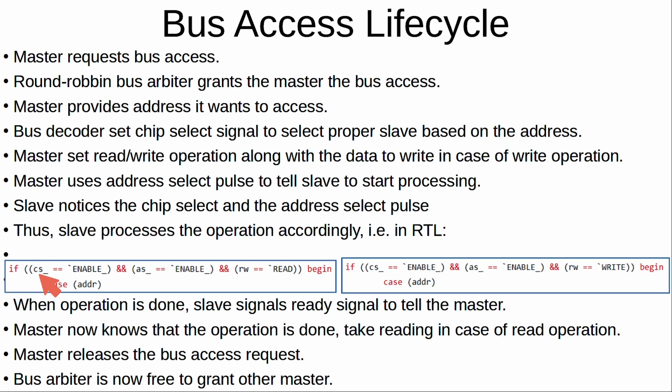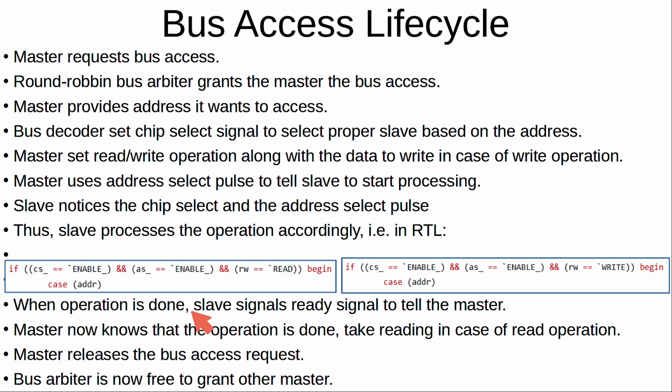So the slave will check whether it is currently selected with the chip select and whether the address provided by the master is a valid one. And also it will check to see whether it is getting the read operation or the write operation. And then it will process the operation accordingly in the switch case statement here.